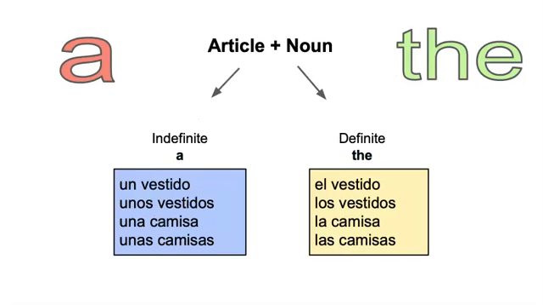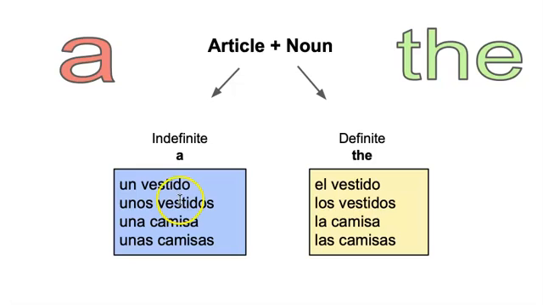For example, here we go. Un vestido. Vestido is a dress. The word dress is masculine. You say, that's interesting. Again, there's no rhyme or reason for a gender of a noun. And if you don't know the gender of a noun, look it up in a Spanish dictionary. So we have un vestido, which means a dress.